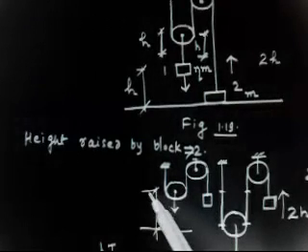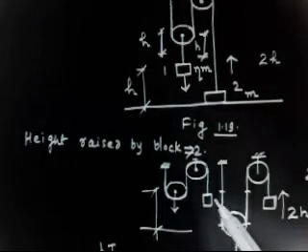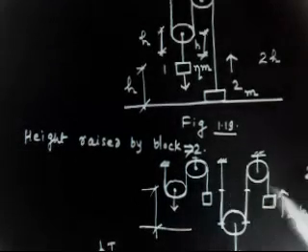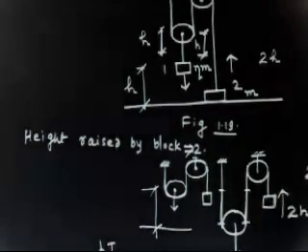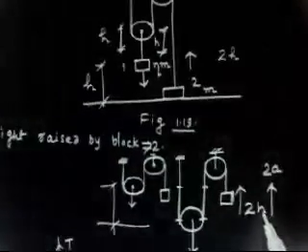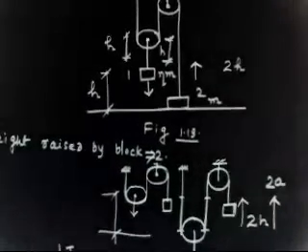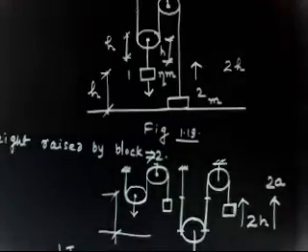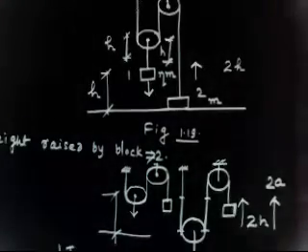Now similarly, if the pulley goes down by height h, this has to go up by height 2h. And that's why, when we are finding the total height, I'm adding 2h plus some extra height, and the extra height is basically equal to v square by 2g. Okay, let us discuss the next problem.